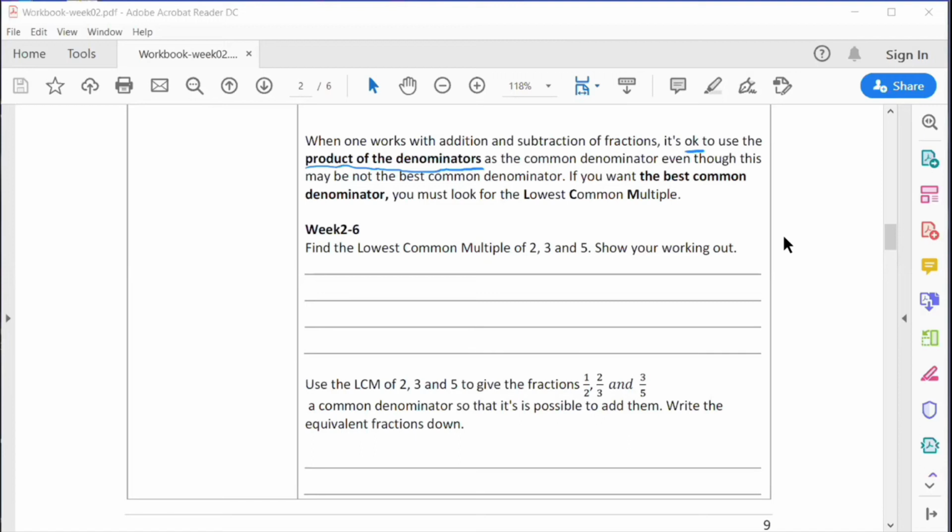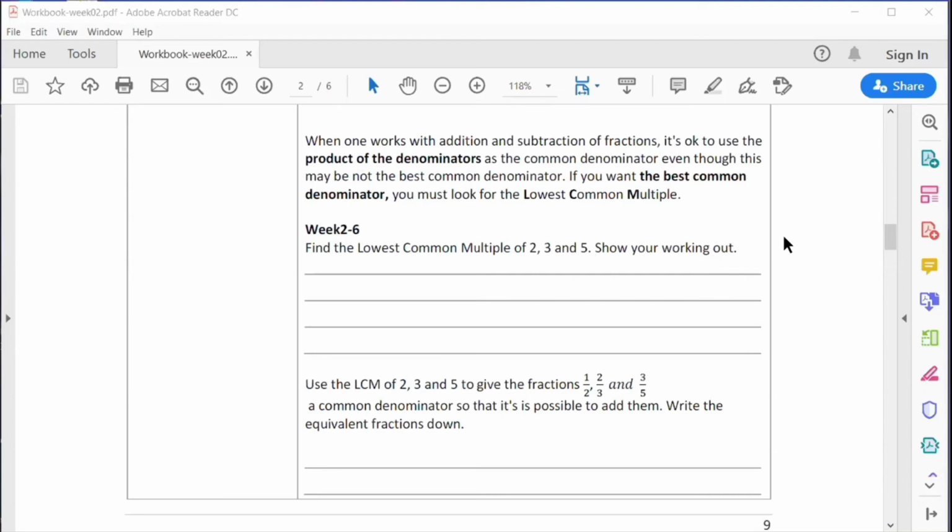But do you know this at all? You can just multiply them. So for example, if you have A over B, C over D, and A over F, the common denominator you can just say is B times D times F. That's okay. It's not good, but that's something you can do.